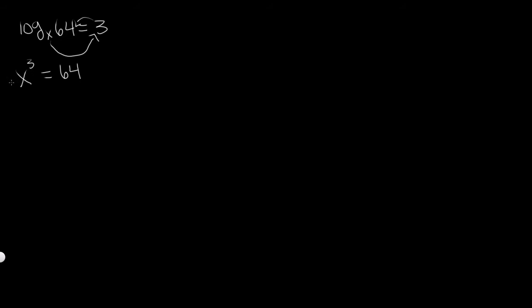So if you were to solve this problem, you would just take the cube root of this side and the cube root of this side. The cube root and the cube cancel, and the cube root of 64 is just 4, so x is equal to 4.